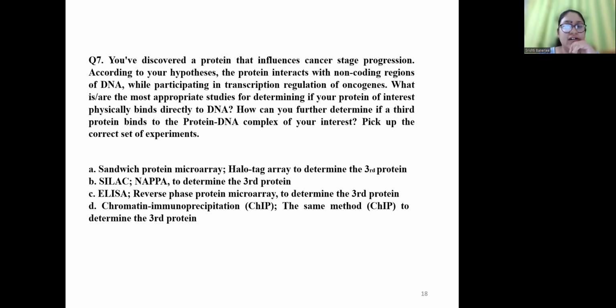You have discovered a protein that influences cancer stage progression. According to your hypothesis, the protein interacts with non-coding regions of DNA. Can you explain Scilab, NAP, and chromatin?